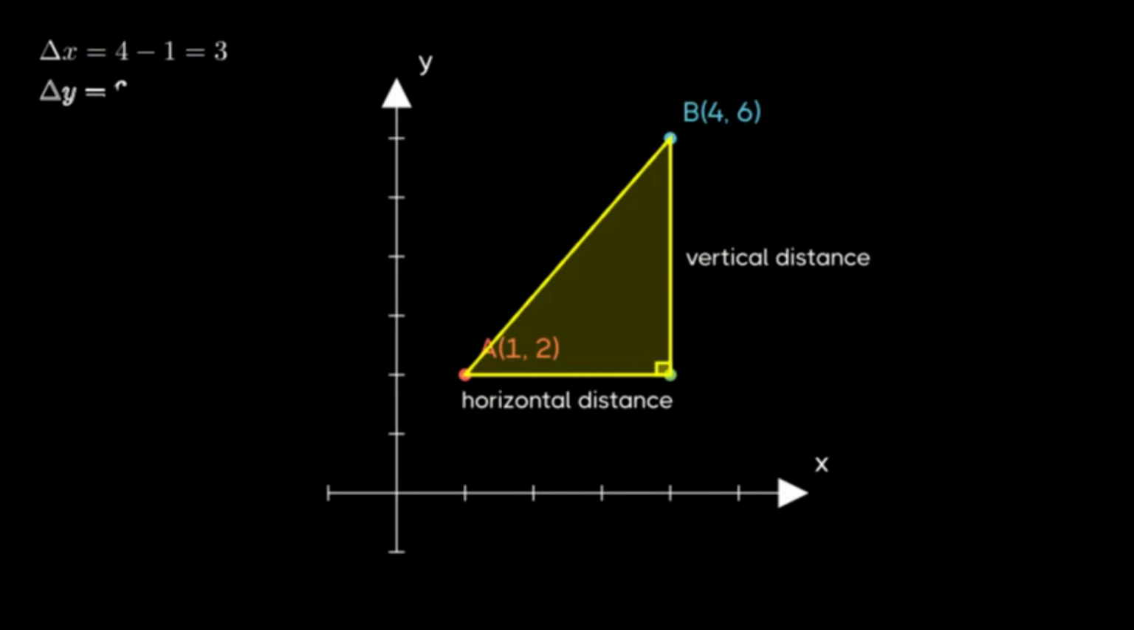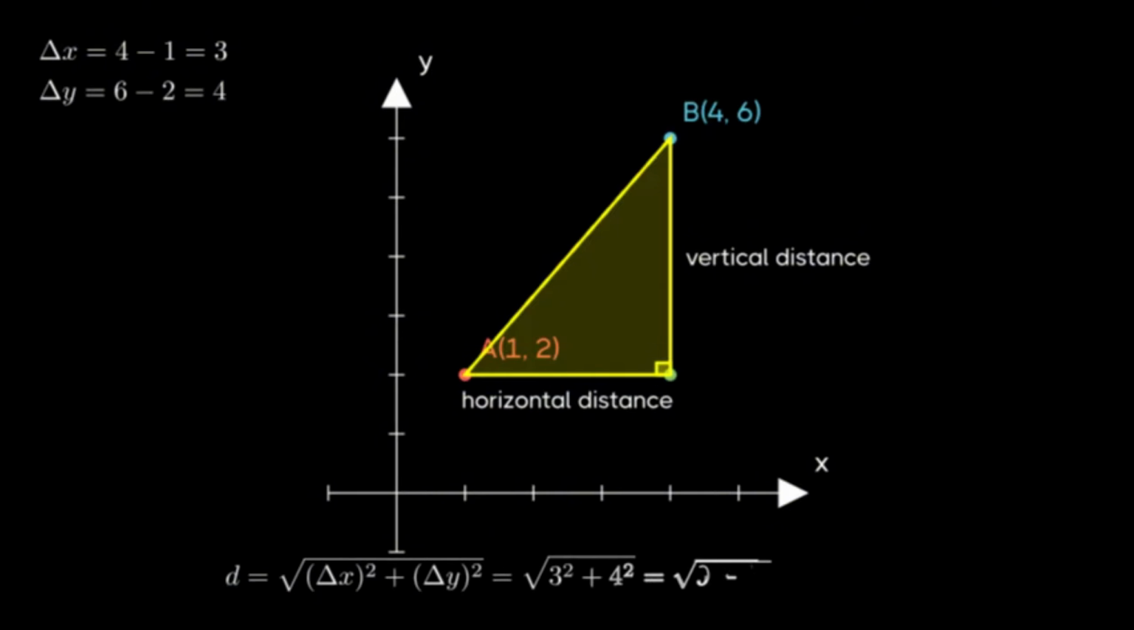Similarly, the vertical distance is the difference between the y-coordinates, 6 minus 2, which equals 4 units. This represents the rise in our triangle. These calculations give us the legs of our right triangle. Now we can apply the Pythagorean theorem, which states that in a right triangle, the square of the hypotenuse equals the sum of squares of the other 2 sides. In our case, that's d squared equals delta x squared plus delta y squared, where d is the distance we're looking for.